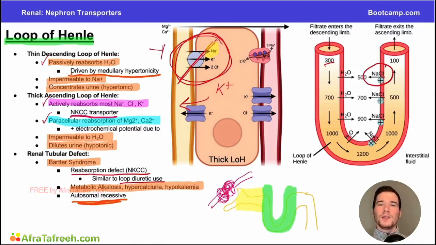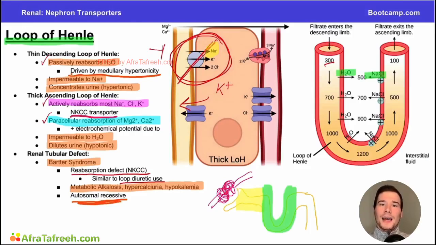All right, so that was a lot in this video. Go ahead and watch it again if you need to. The main points to recap here is to compare and contrast the thin descending limb with the thick ascending limb. Think about the transporters that are used. We are reabsorbing sodium on one side so that on the other side we can reabsorb the water. Why do we have to do this on separate sides? Because on one side it's impermeable to sodium and on the other side it's impermeable to water.